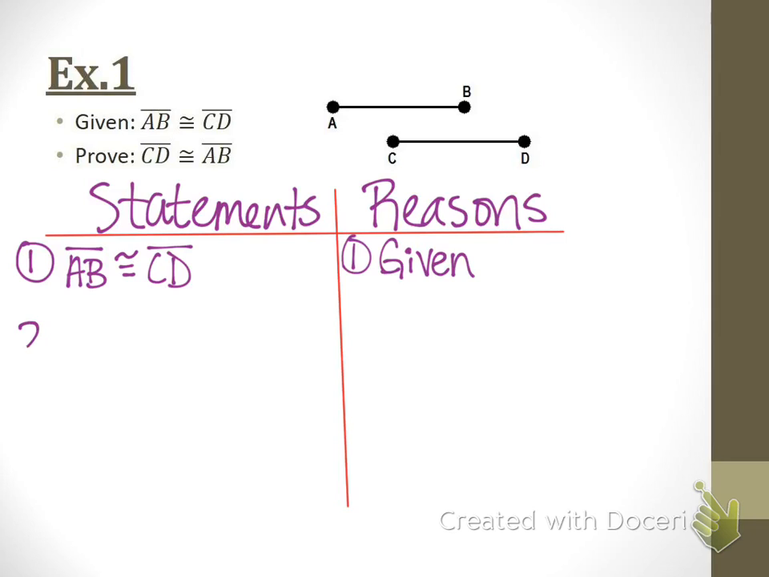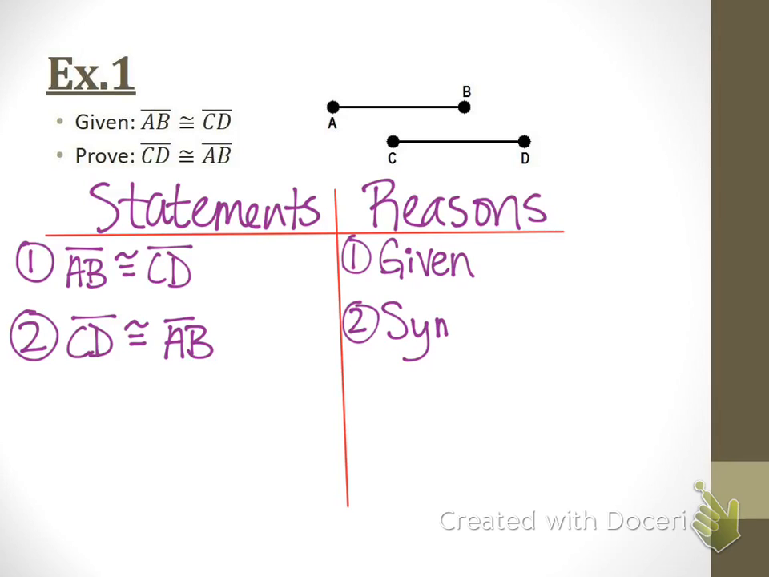All right, number 2. Yep, this one's really short. Segment CD is congruent to what? Segment AB. What property allows us to do that? Good. Symmetric property of congruence. You could just write symmetric. There are some things that we can shorten, but we should not be abbreviating everything. So the words symmetric, reflexive, transitive, all of those words, I expect you to just write them out.